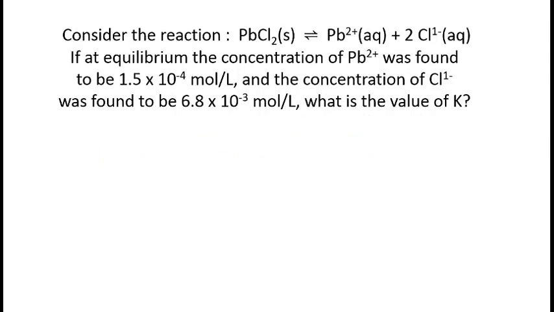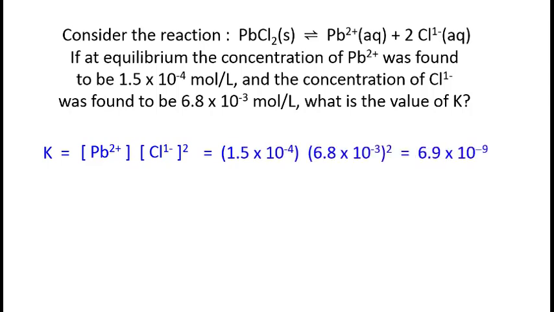Here is a problem where we are again given a reaction and given concentrations at equilibrium. Again, we need to start with an expression for K. We derived this previously. Plugging in the equilibrium concentrations gives us a value of K of 6.9 times 10 to the minus 9.